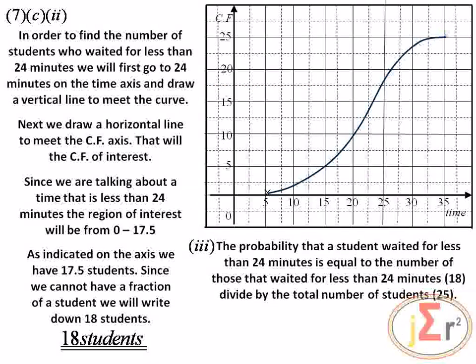The probability that a student waited for less than 24 minutes is equal to the number that waited for less than 24 minutes, which we discovered to be 18, divided by the total number of students, which is 25. So we have 18 over 25. Those 18 students waited for less than 24 minutes, and the probability associated with that is 18 divided by the total number of students, which is 25, and that is all there is to it.